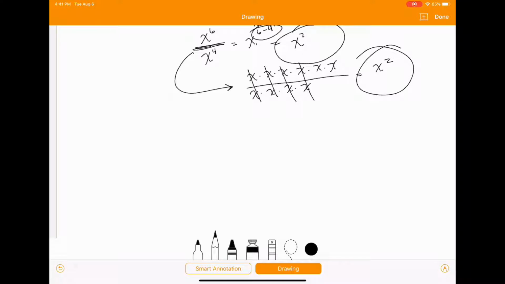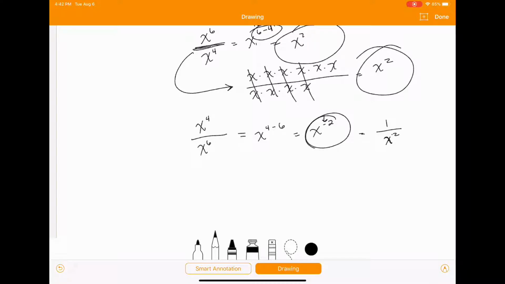Now, if you had something where that was reversed, you got x to the 4th over x to the 6th. So again, you do top minus bottom, so 4 minus 6. We're left with x to the negative 2. So what does this negative mean? All it means is that you're going to flip this term here and put it on the bottom of your fraction. So you're going to be left with 1 over x squared. Now it's positive, it's on the bottom, it's okay.